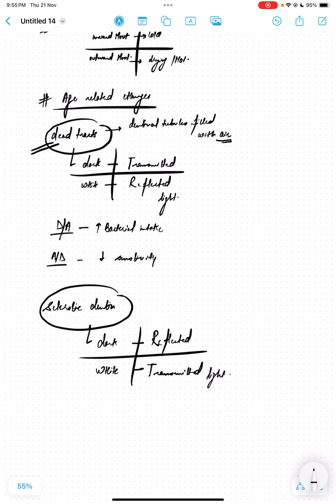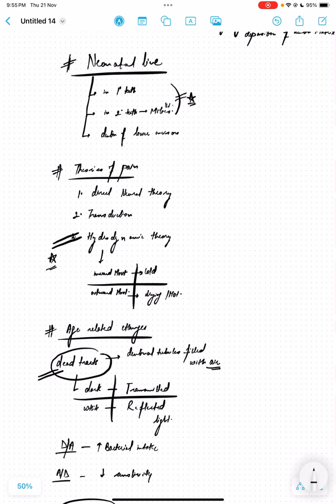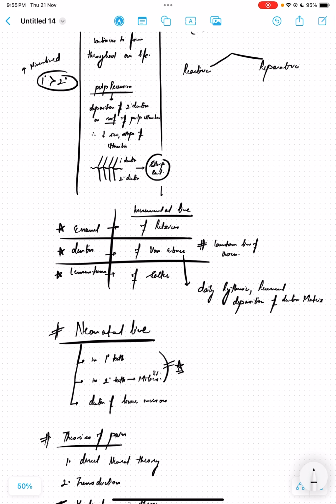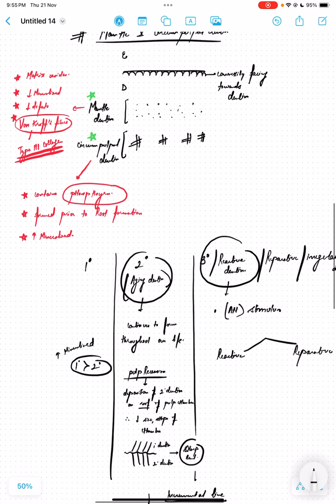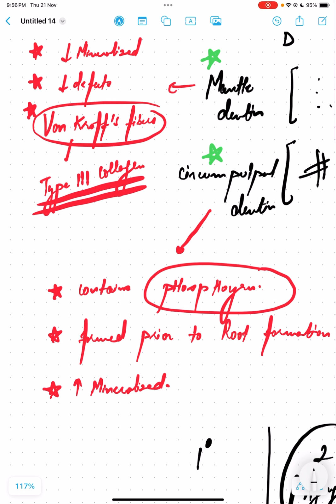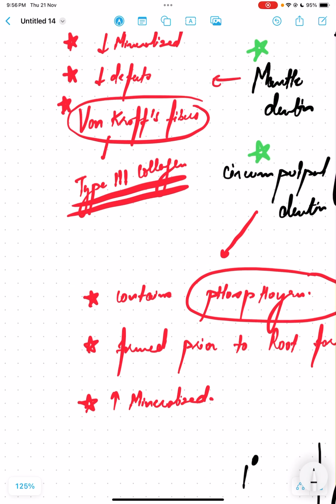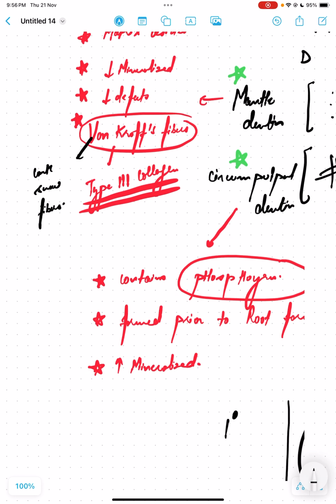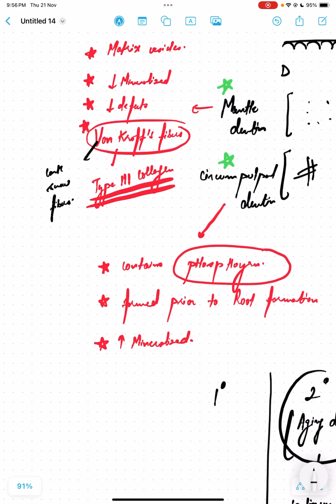In the case of mantle dentin, I have already mentioned that it consists of von Korff fibers. Von Korff fibers are corkscrew fibers, having a shape like that, and they can be silver stained.